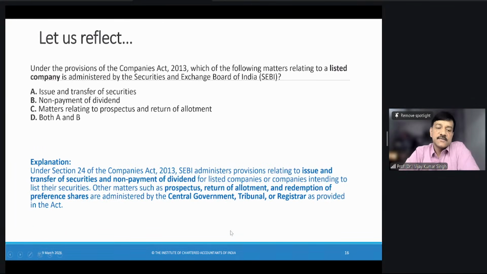You can see here under Section 24 of the Companies Act, SEBI administers provisions relating to issue and transfer of securities and non-payment of dividend for listed companies or companies intending to be listed their securities. Other matters are dealt with by the central government, tribunal or registrar as provided under the Act.